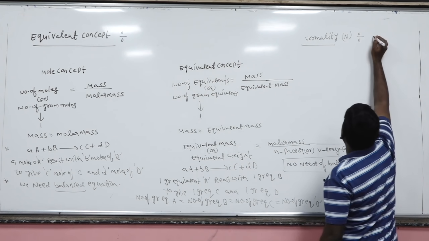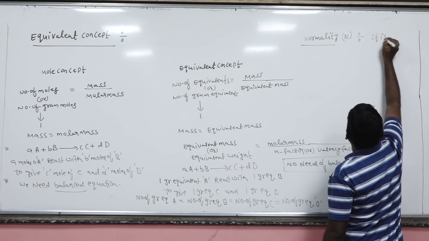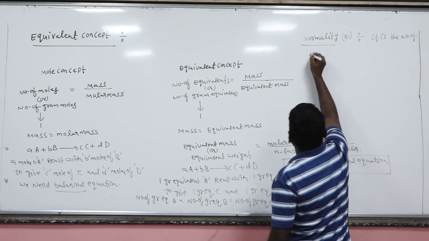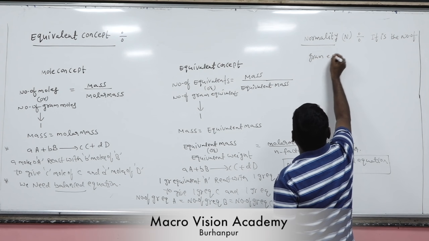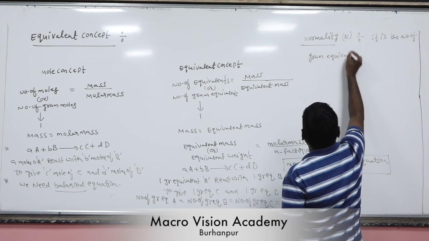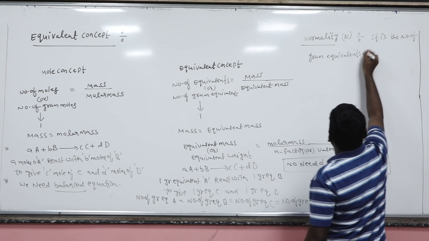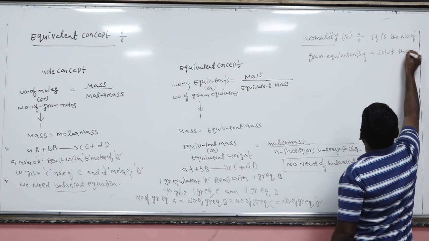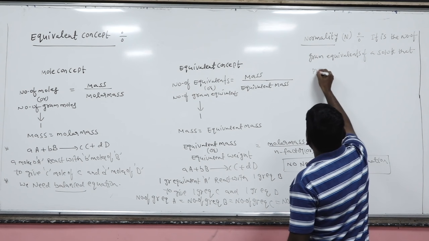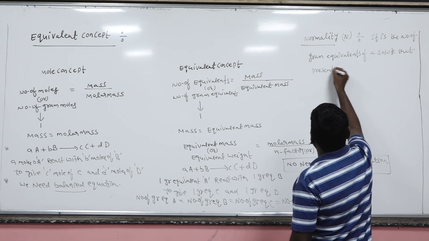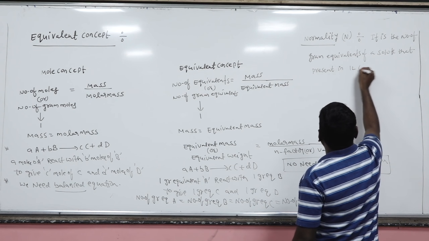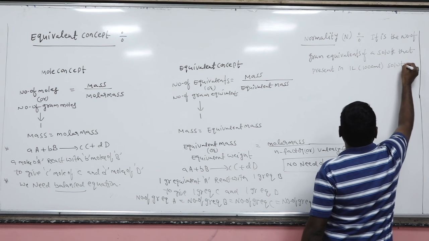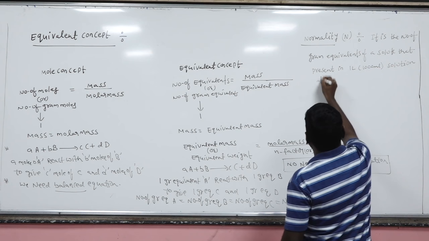What is the definition of normality? It is the number of gram equivalents of a solute that are present in 1 liter or 1000 milliliters of solution at constant temperature.